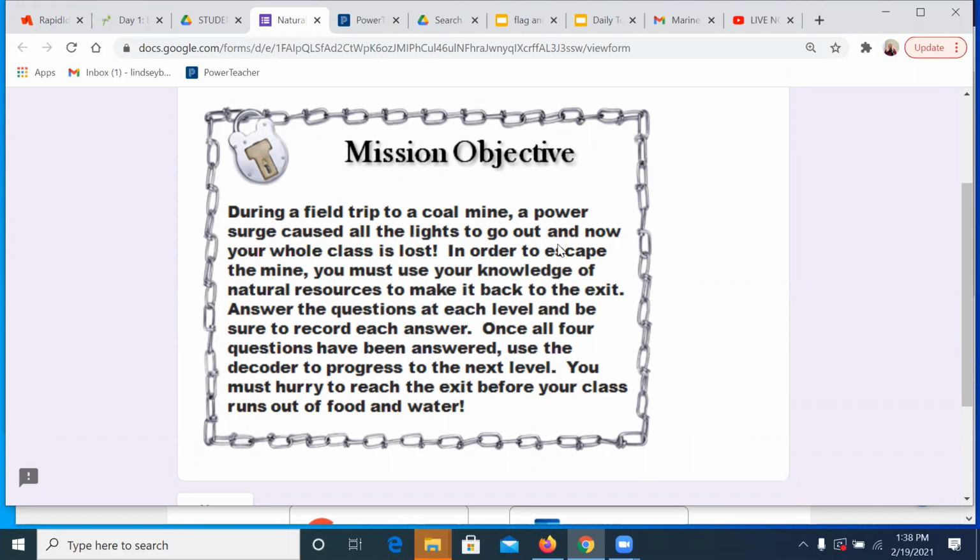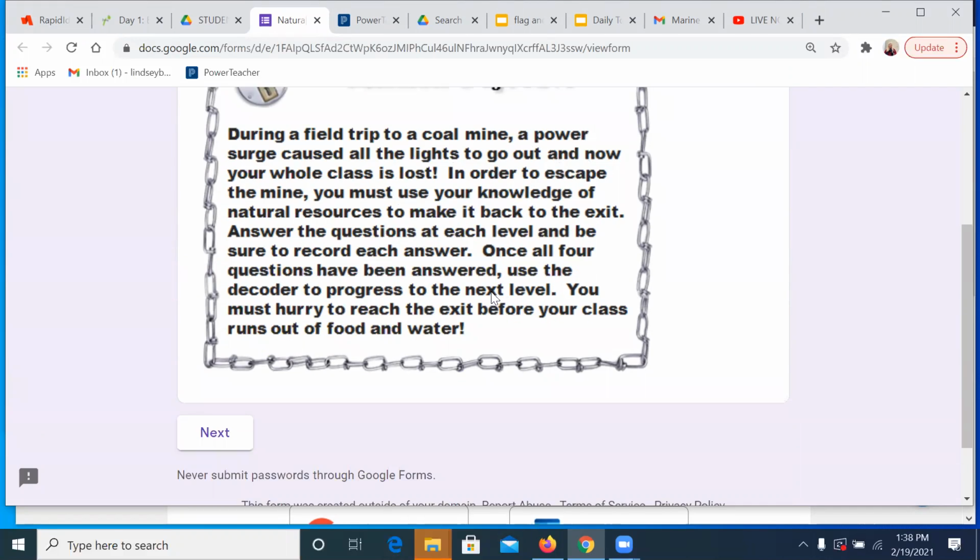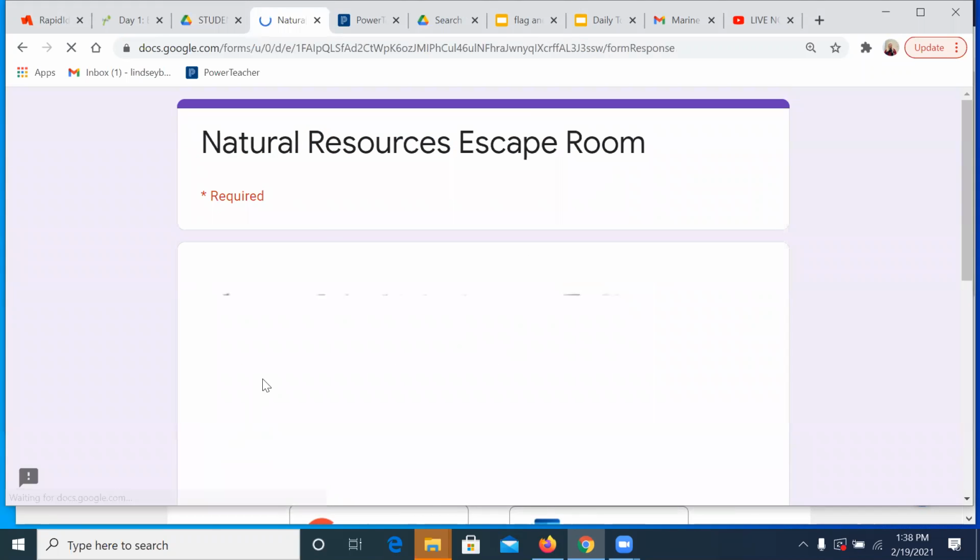During a field trip to a coal mine, a power surge caused all the lights to go out, and now your whole class is lost. In order to escape the mine, you must use your knowledge of natural resources to make it back to the exit. Answer the questions at each level and be sure to record each answer. Once all 4 questions have been answered, use the decoder to progress to the next level. You must hurry to reach the exit before your class runs out of food and water.